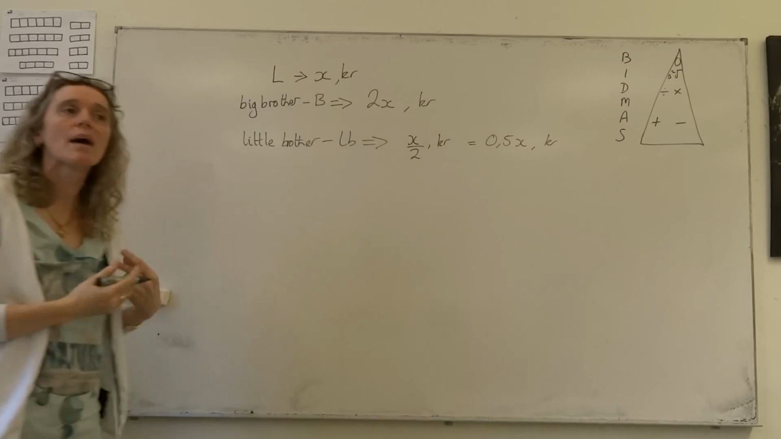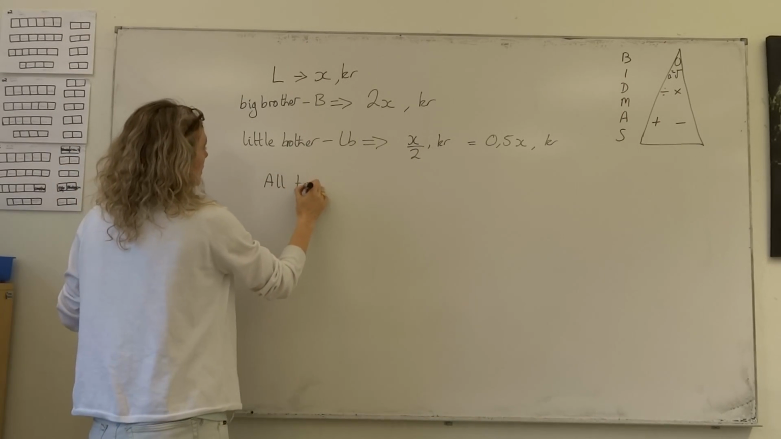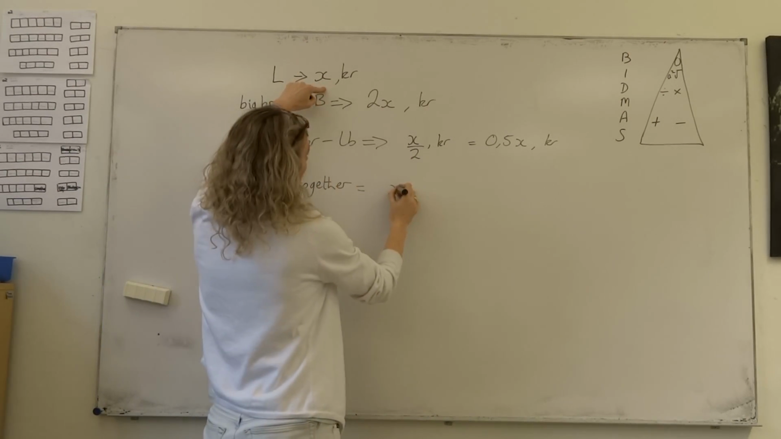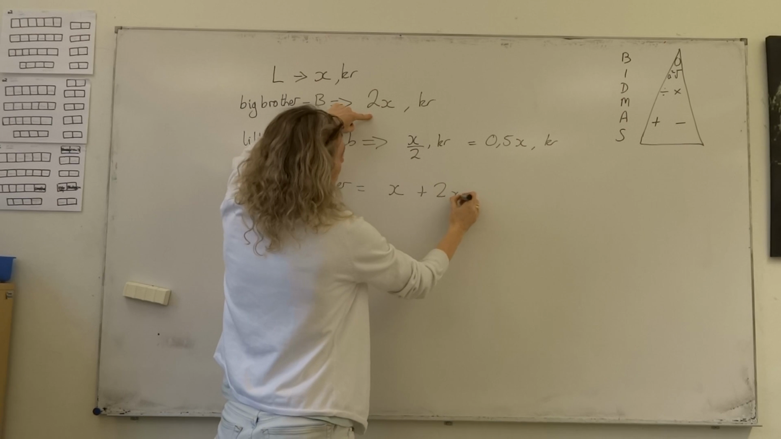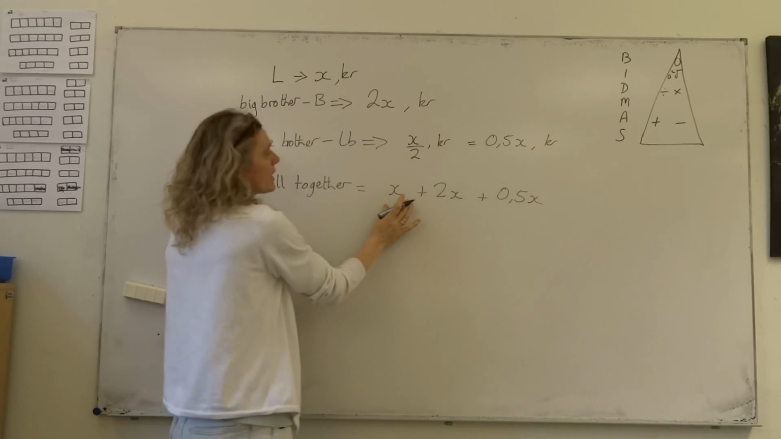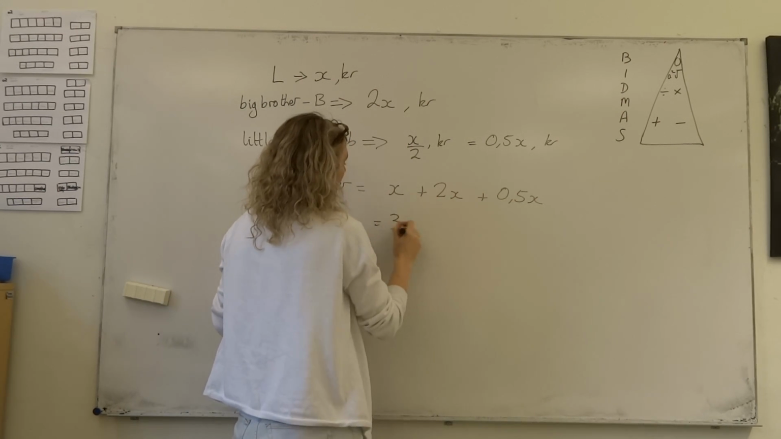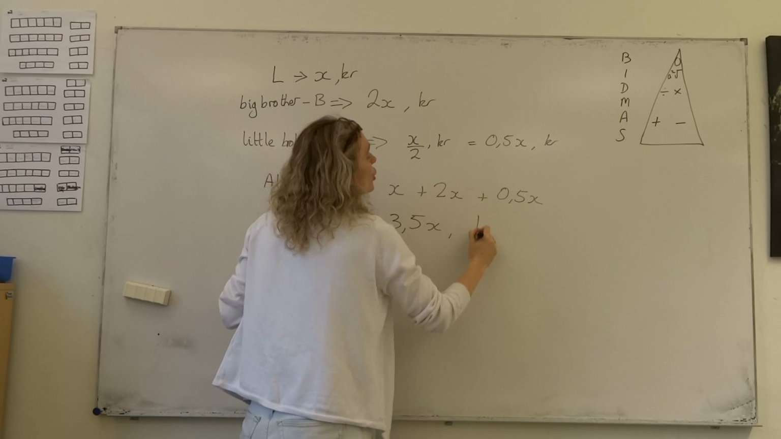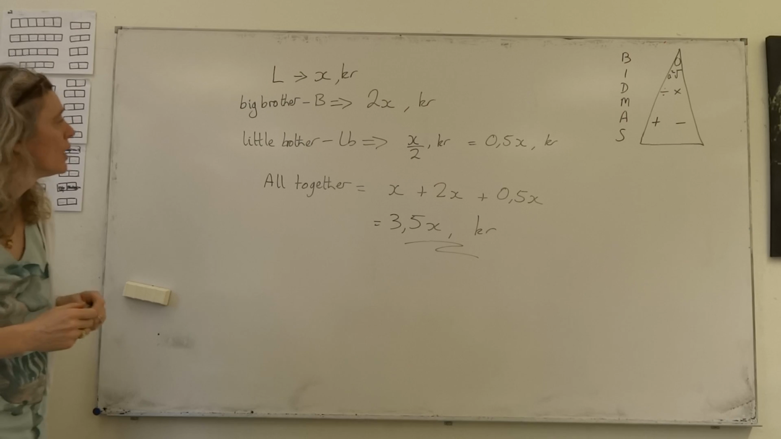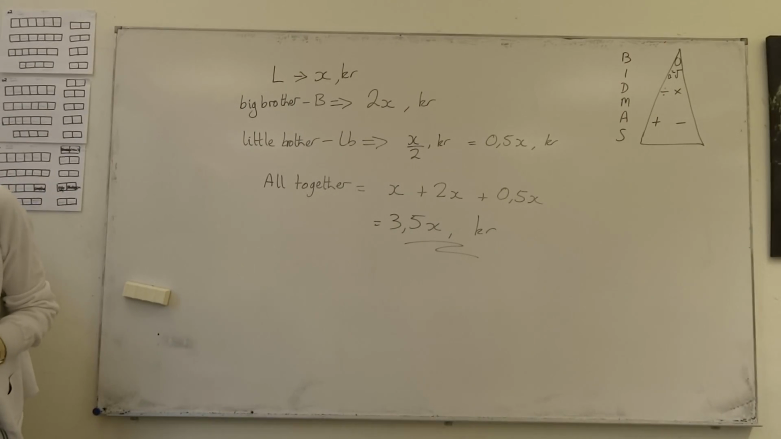The question was, how much do they have together? Well, all together we just add their money. We have X plus 2X plus a half X. X plus 2X will give us 3X. 3X plus a half X will be 3 and a half X kronas. We're counting money, so we have to put units in as well. So altogether their total will be 3 and a half X kronas.